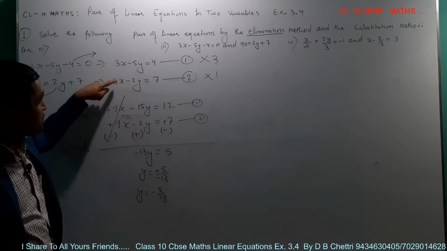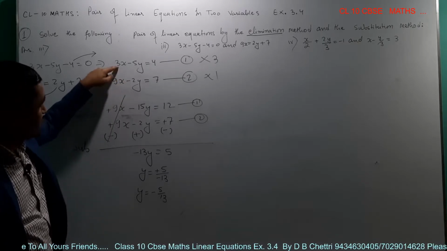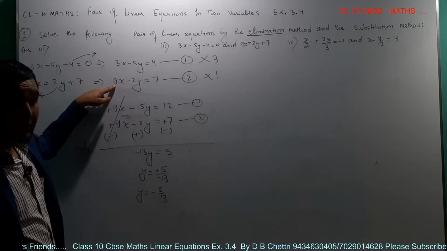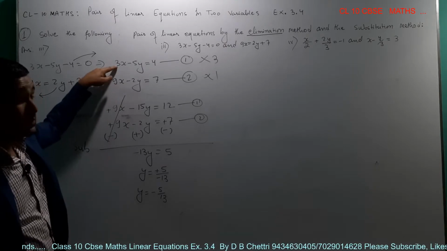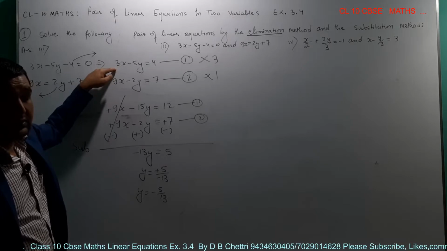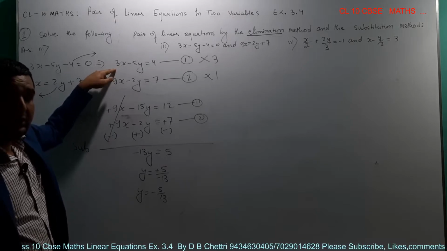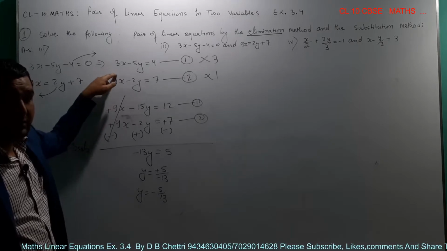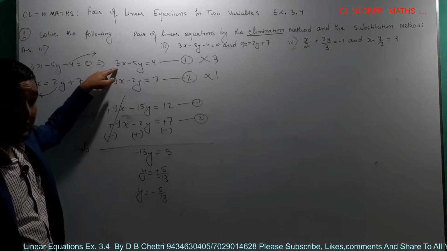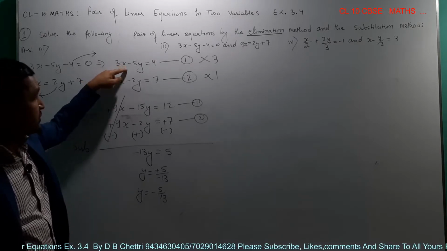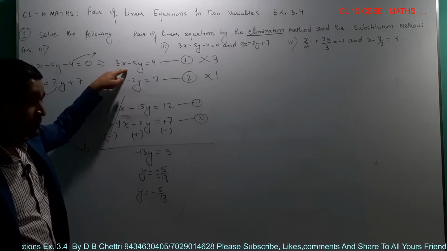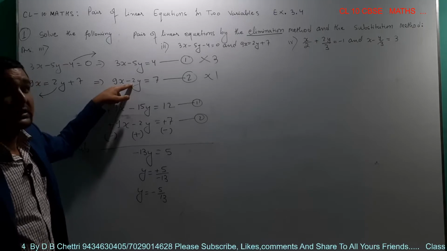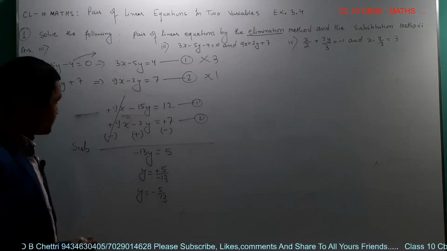Now choose the equation. Which equation is easy to solve? Let's use equation 1 because in equation 2 the number is 9 and in equation 1 the number is 3. It is easy to solve because multiplying by a large number is more difficult than multiplying by a small number. That's why we are going to take equation 1. Otherwise you can take equation 2 also, we will get the same answer.